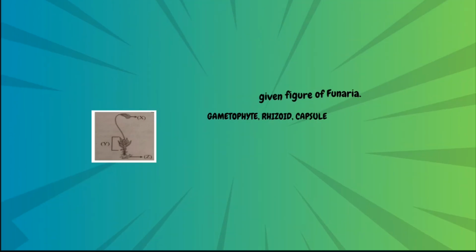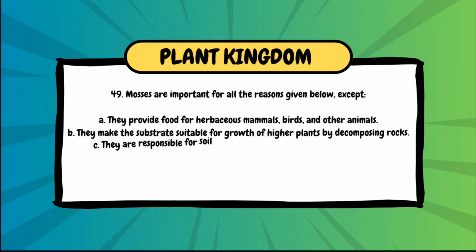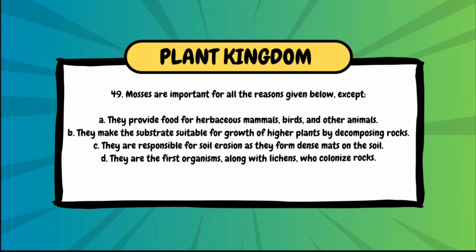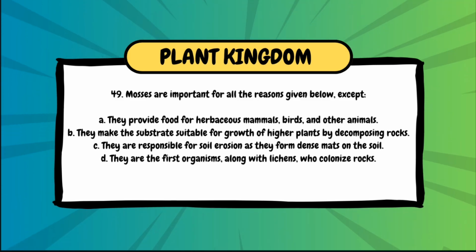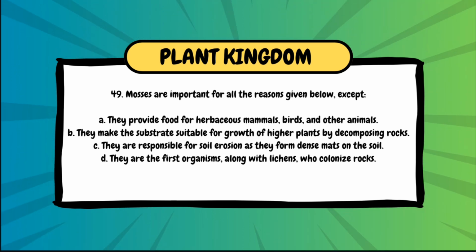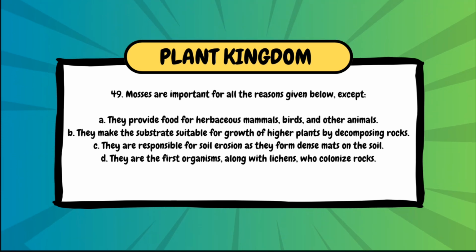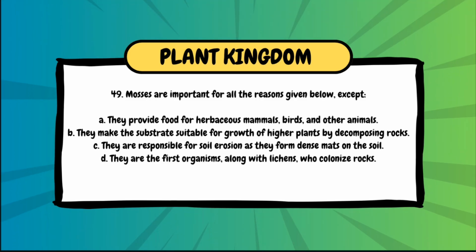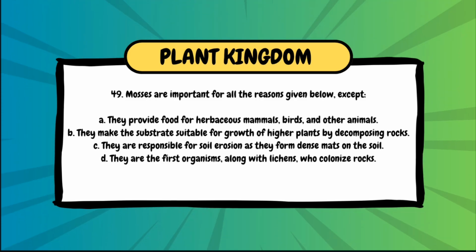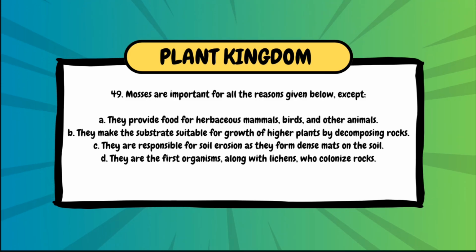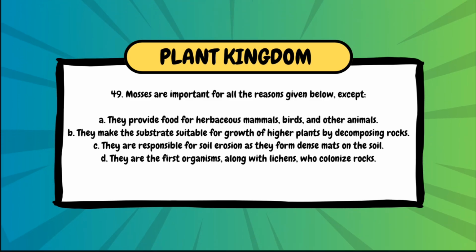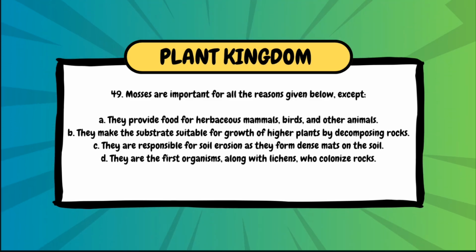Mosses are important for all the reasons given below, except A. They provide food for herbivorous mammals, birds, and other animals. B. They make the substrate suitable for growth of higher plants by decomposing rocks. C. They are responsible for soil erosion as they form dense mats on the soil. D. They are the first organisms, along with lichens, to colonize rocks.